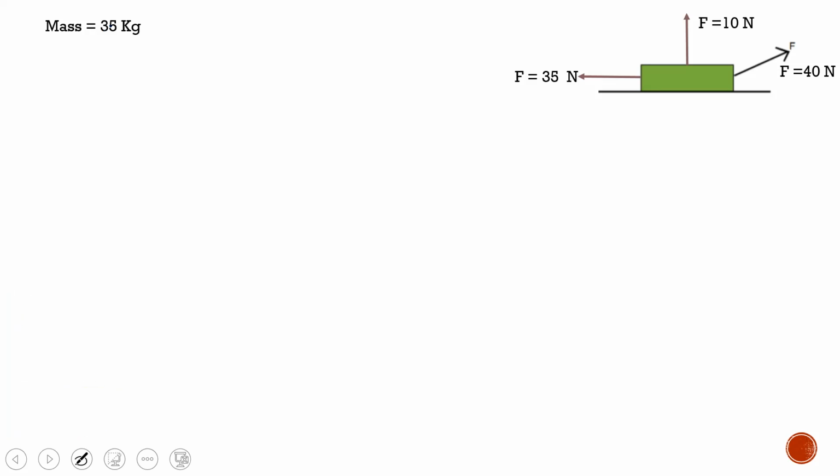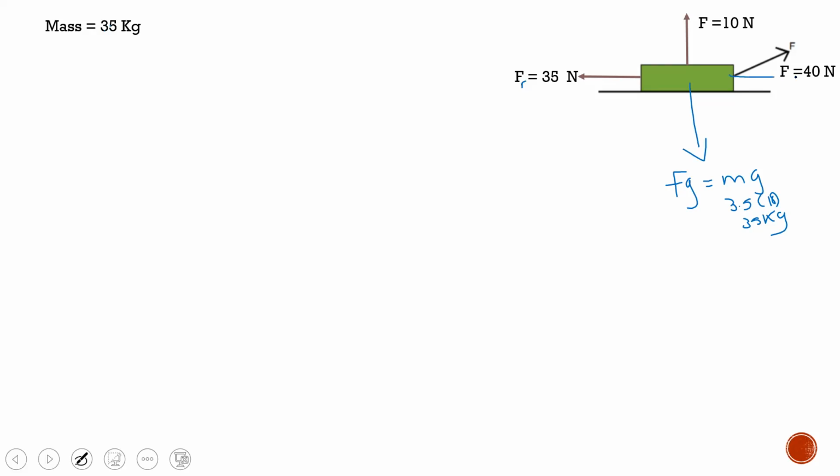So now, for this block, there's a gravitational force, F gravitational, which is M times G, which is 3.5 times 10, 35. And here we have the normal force. Now look at the applied force. The applied force here is not on the x-axis or y-axis. It is between them. It is applied with an angle.